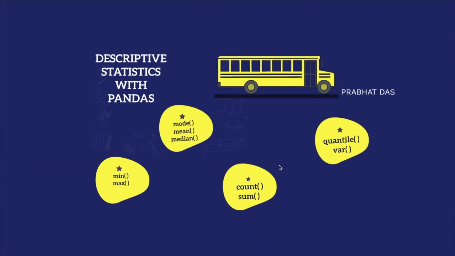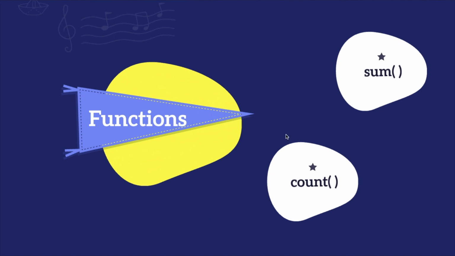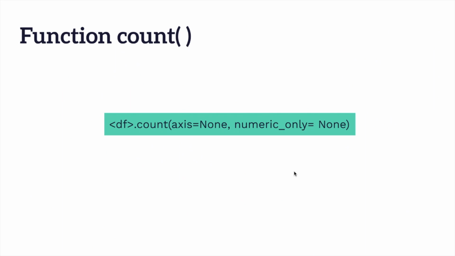Now let us try to understand the functions count and sum. Let us start with the count function. As you can see, this is the basic syntax of the count function. The count function needs the data frame object followed by the dot notation and the count function. These are the parameters accepted by the count function: axis and numeric_only. So 2 parameters are accepted by the count function. In order to understand the count function in a better way, let's go through an example.